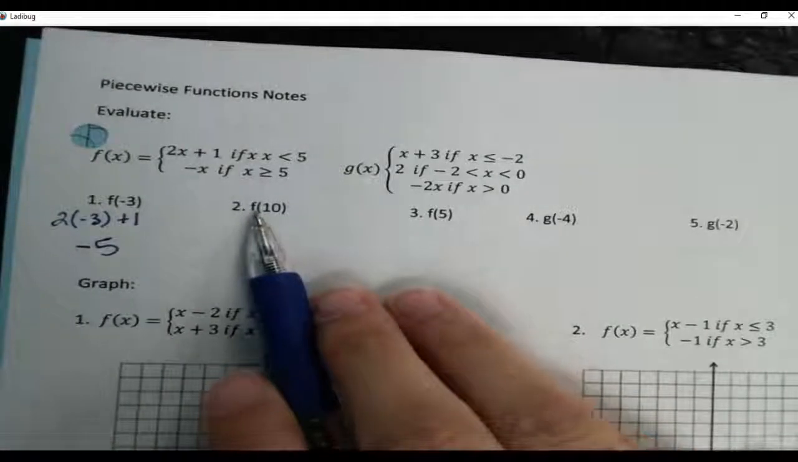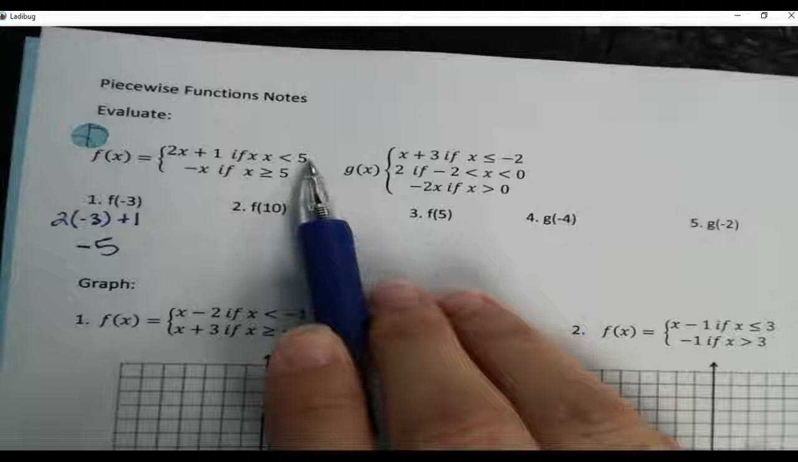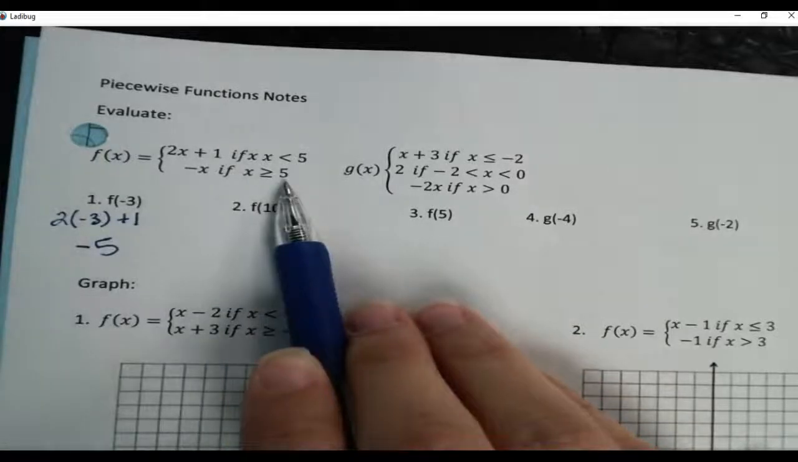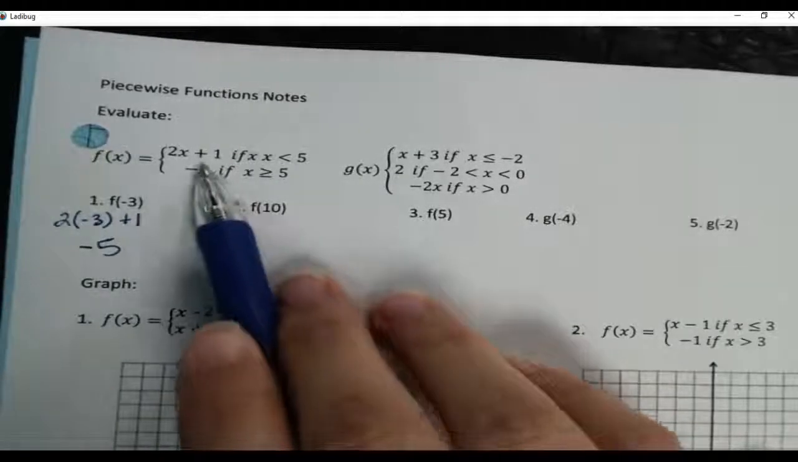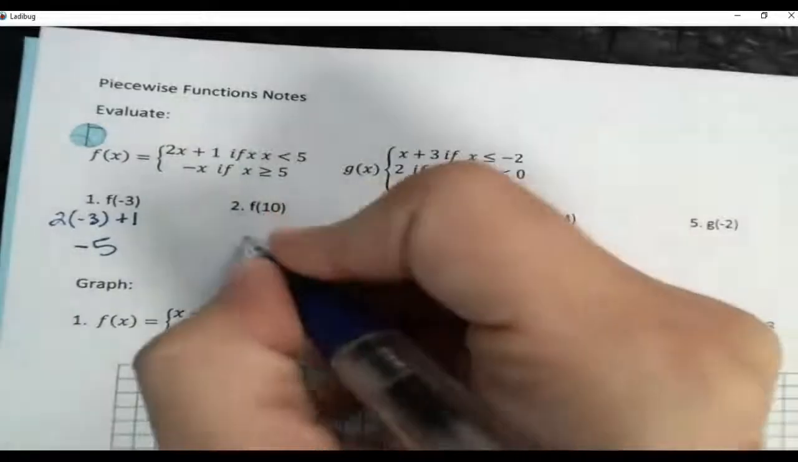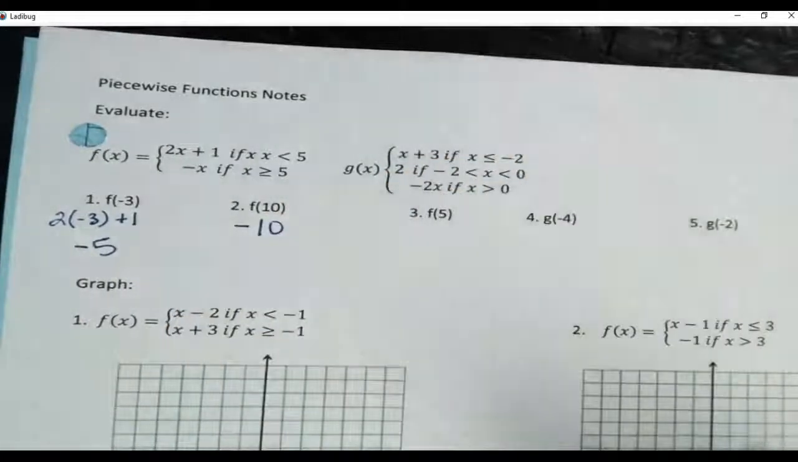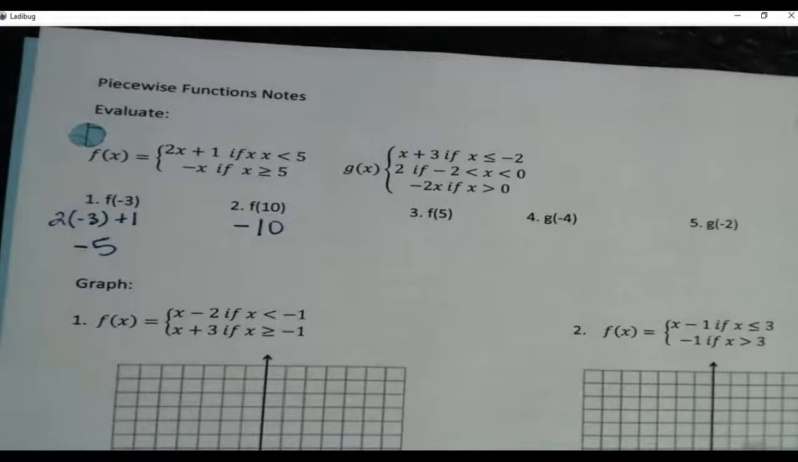So number 2, we want f of 10. So is 10 less than 5 or greater than or equal to 5? Greater than or equal to 5. Good. So then we plug it in right here, which is just negative x. So f of 10 is just negative 10. So that's it.